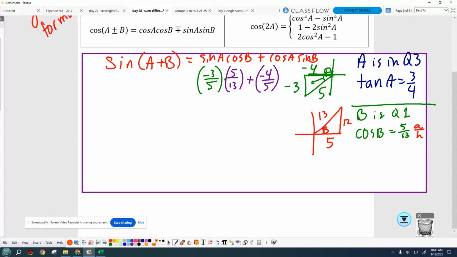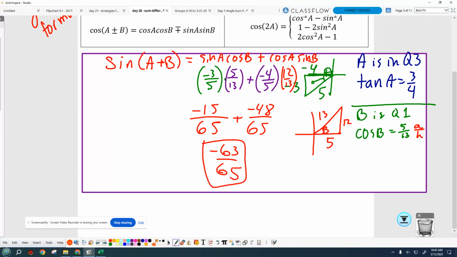Okay, but Sophie, now looking at the triangle, because Danny's like, we can't do that yet, we need to know what's going on. So I need sine of B. What is sine of B? 12 over 13. Now it's just arithmetic. So -3 times 5, 5 times 13, -4 times 12, over 5 times 13. It's just arithmetic, it's just a process.